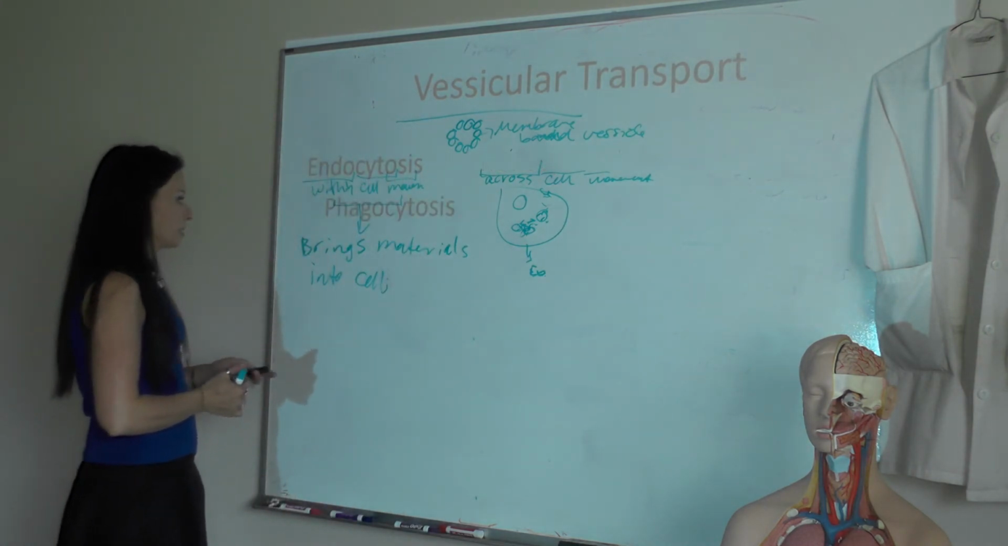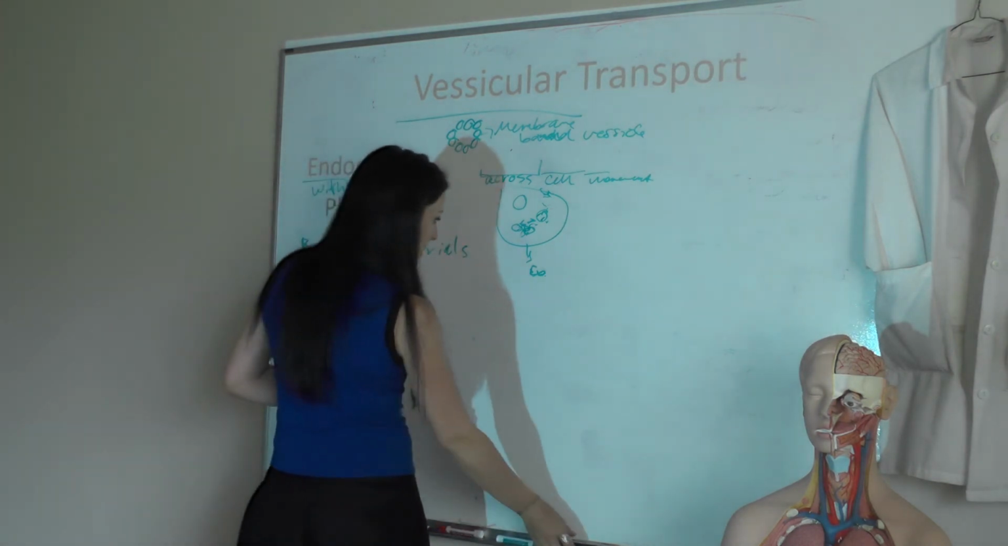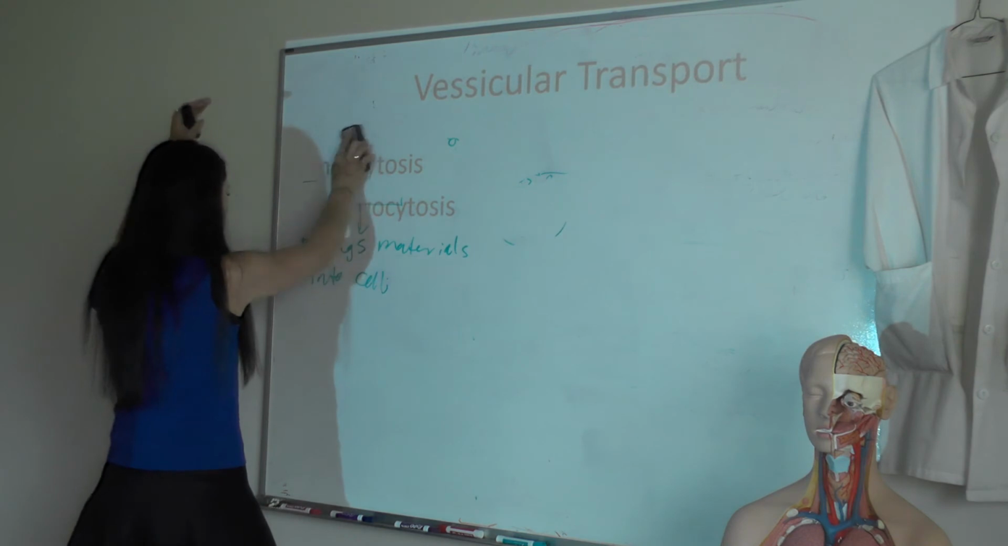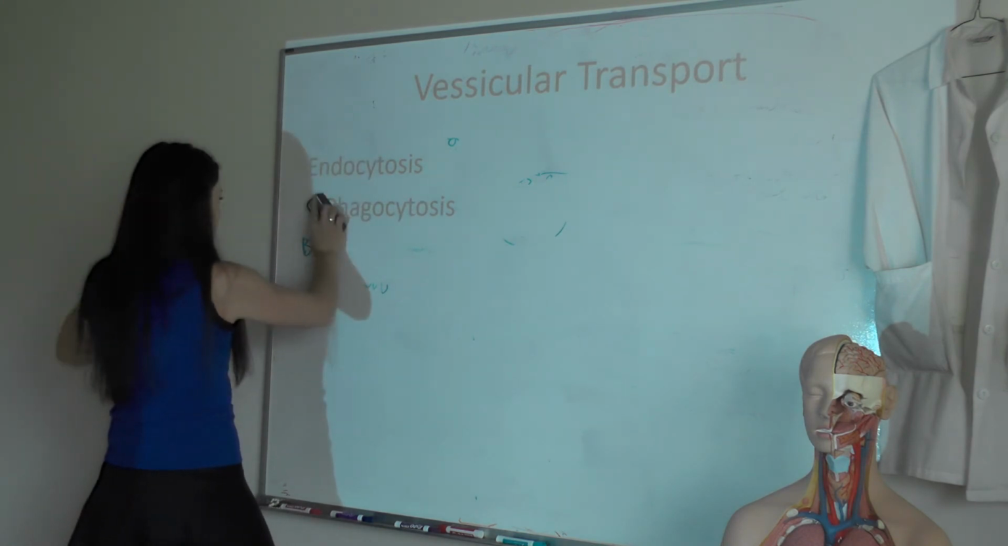Okay, I'm going to talk specifically about three types of endocytosis. So endocytosis is how we're going to use a membrane-bound vesicle to bring something into the cell.